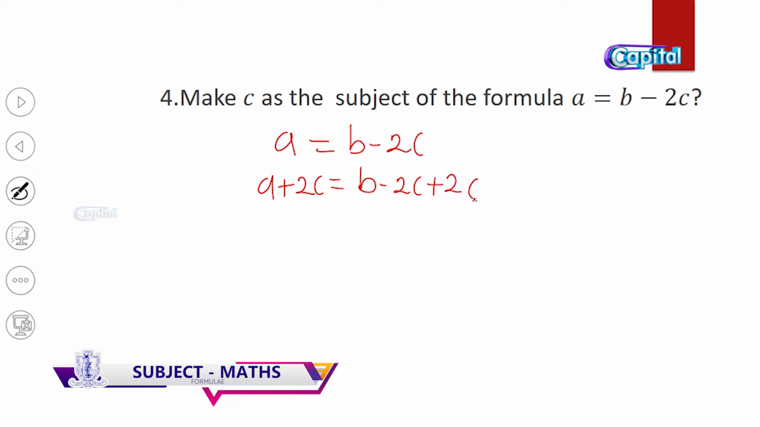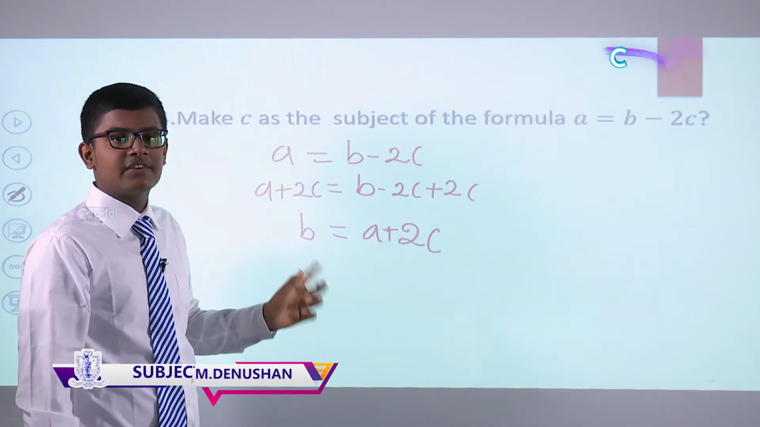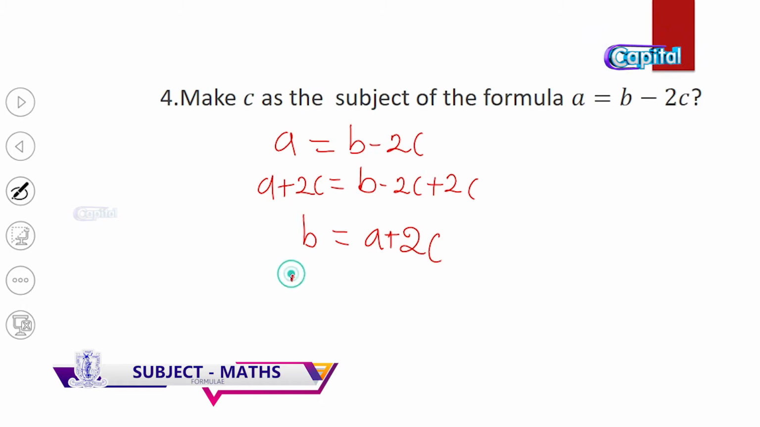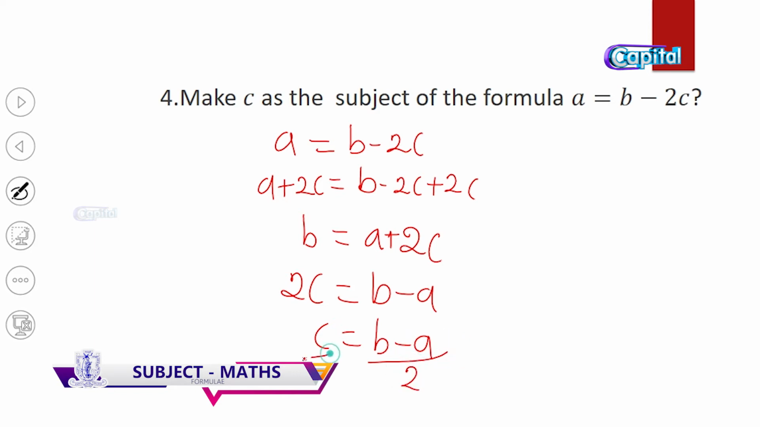By simplifying we obtain that b is equal to a plus 2c, but we want to change c as a subject. For that purpose we have to subtract a from both sides. By simplifying we obtain that 2c equals b minus a, and then we have to divide by 2 on both sides to remove the 2 on the left hand side of the equation. By simplifying we obtain that c is equal to b minus a over 2, with c as a subject.